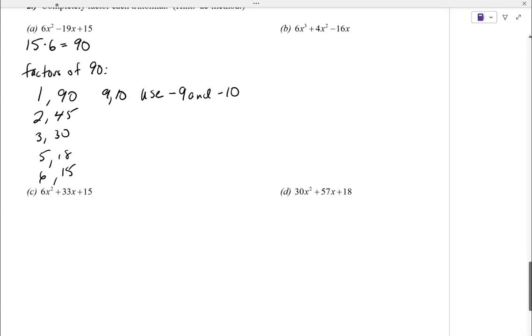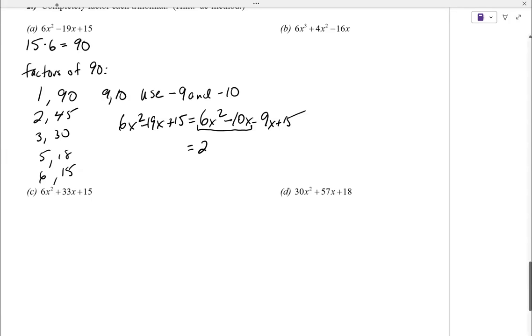All right, so what do we do with that now? How do we use the 9 and the 10? What do we do? Oops, it's a 19. Good. We rewrite that one in the middle as minus 10x and minus 9x, right? And then what do we do? Well, what technique do we use to factor that one now? The grouping, right?